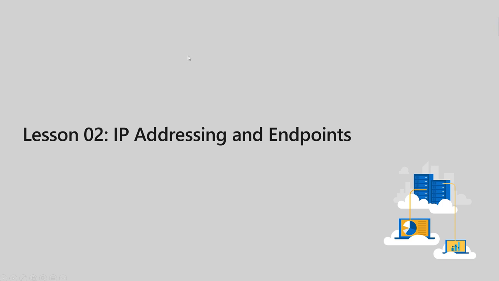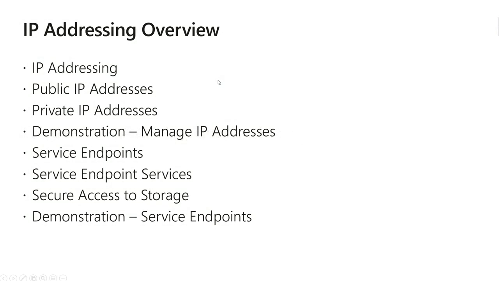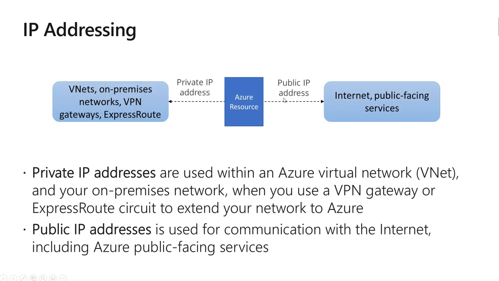So lesson 2, IP addresses and endpoints. Right, so this is the overview we're going to cover here. You can assign IP addresses to Azure resources to communicate with other resources you have, your on-premises network, and the internet. There are two types of IP address you can use in Azure. So the virtual network can contain both public and private IP address space.